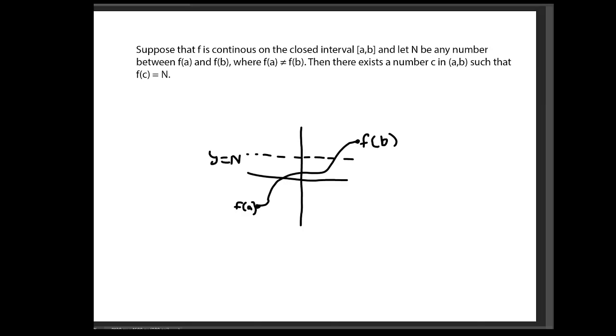So I drew a little graph here just to show what that looks like. Let's say we have our line y equals n, and we have our function right here, and we have 2 points, f(a) and f(b). You can see that y equals n is in between, which means there's a number c on this graph, which is this point right here, because it's on y equals n and it's on the graph. So this point would be (c, n).